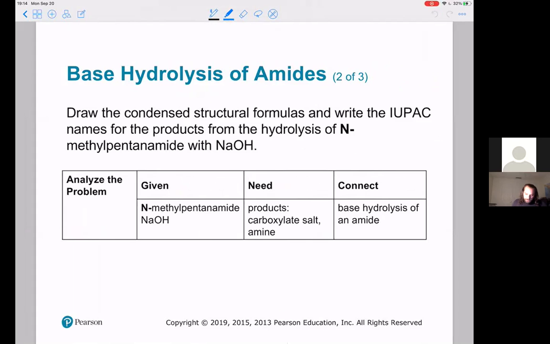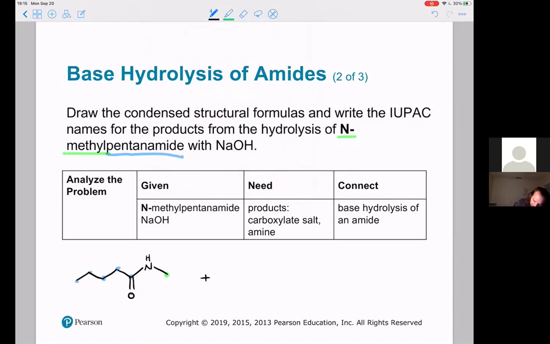All right, so draw the condensed structural formula and write the IUPAC names for the product of the hydrolysis of N-methylpentanamide with NaOH. Okay, so first of all, N-methylpentanamide. So let's just pick this apart. My parent chain is a pentanamide. So that's 1, 2, 3, 4, 5 carbons. And that takes care of these 5 carbons. And then I have this N-methyl. So that means there's a methyl group off of my nitrogen, and I have to fill in what would be missing, which would be the hydrogen.